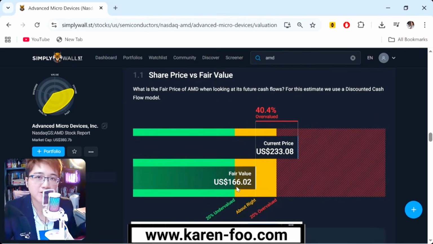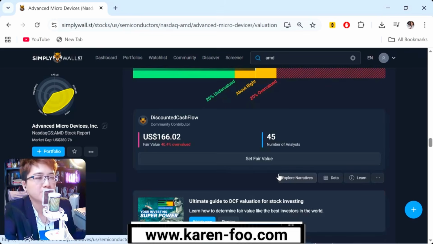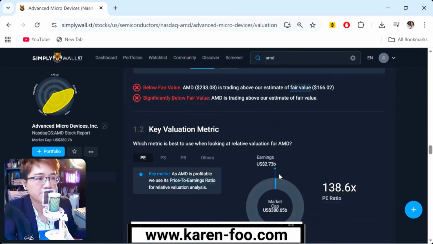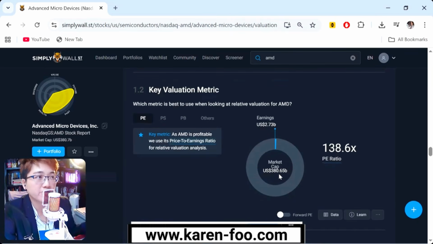the intrinsic value, the real value of the company, is calculated to be 166.02, but right now it is at 233.08. So you are paying 40% more for this stock. Now, because intrinsic values are subjective calculations, different people would have different values, so don't trust that number entirely, okay? Because some analysts would have a totally different intrinsic value.